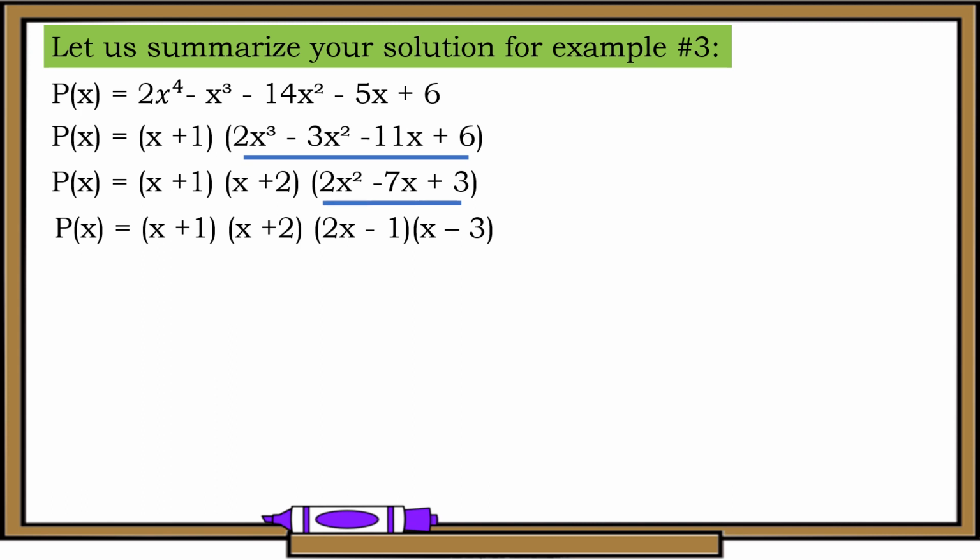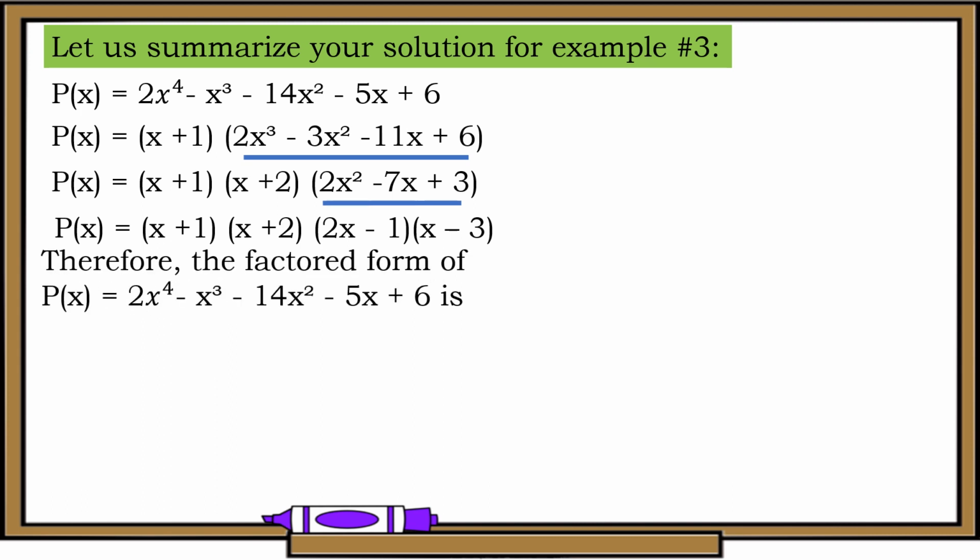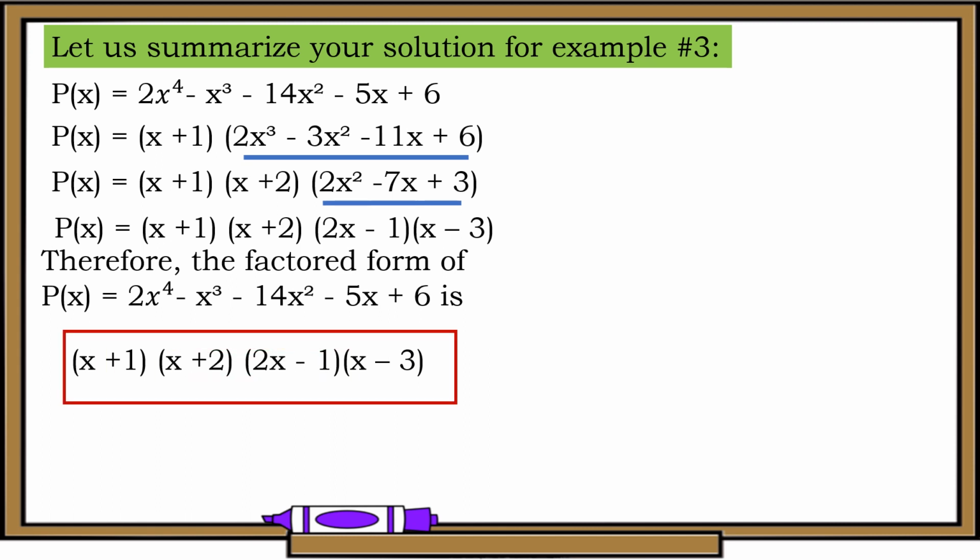We can still factor 2x squared minus 7x plus 3. So, we got P of x is equal to x plus 1 times x plus 2 times 2x minus 1 times x minus 3. Therefore, the factored form of P of x is equal to 2x to the 4th minus x cubed minus 14x squared minus 5x plus 6 is x plus 1 times x plus 2 times 2x minus 1 times x minus 3.